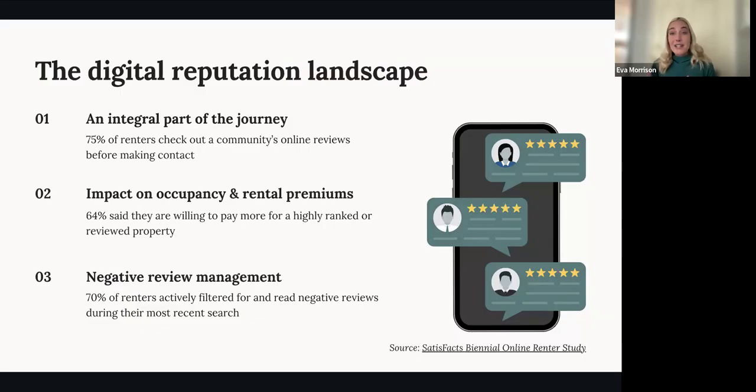If you've ever had a negative review bomb drop, you know that getting out ahead of it and responding to it is really, really important, because 70% of renters filter for and read these negative reviews during their search. These folks are actually looking for what that negative sentiment is, what people are saying negatively. So having a really good process in place to respond to that is super important.